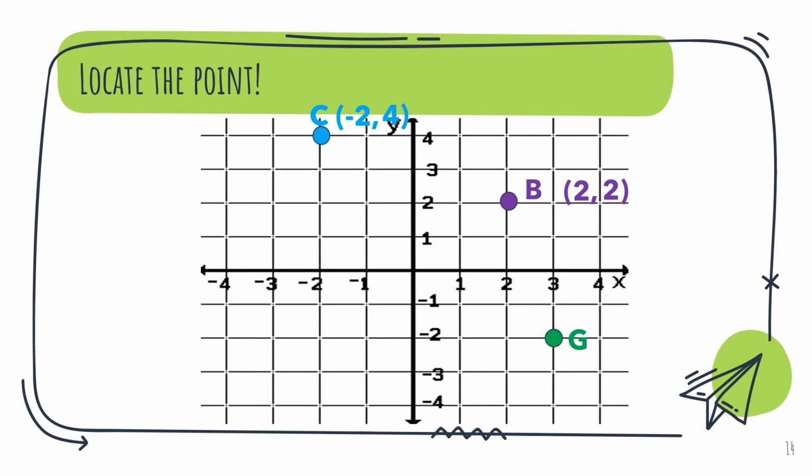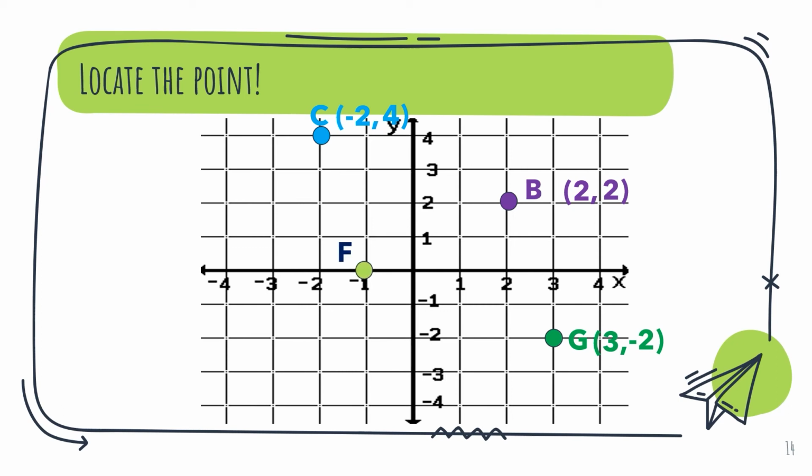Next we have point G. Point G is located at quadrant 4. So the sign in quadrant 4 is positive, negative. Its coordinate in the x-axis is 3 since it is 3 units to the right. And in the y-axis, we have -2 since it is 2 units downward. So point G is at (3, -2).